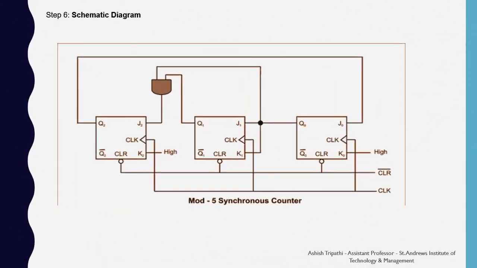Here is the complete circuit diagram for the mod 5 synchronous counter. We have taken 3 flip-flops, namely flip-flop 1, flip-flop 2 and flip-flop 3. We have provided the inputs as required by the excitation table or the excitation map. So this is the design of the mod 5 synchronous counter.